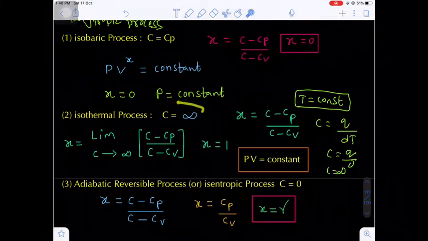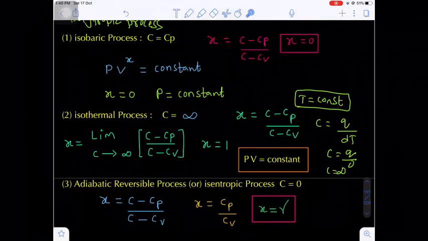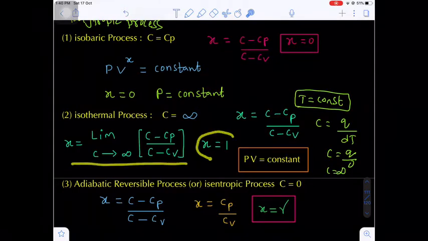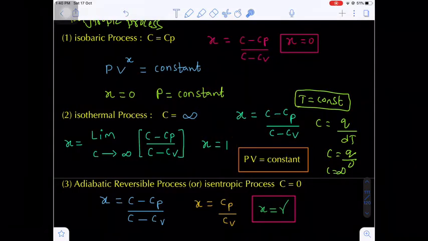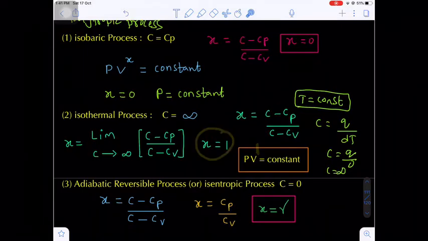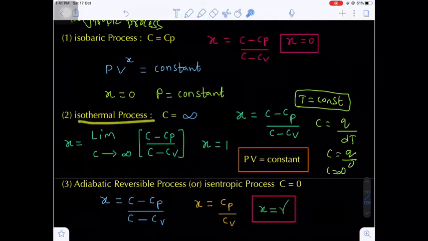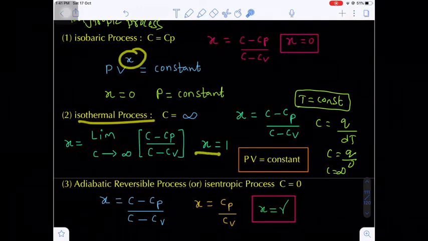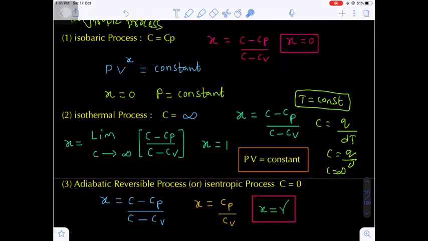When we are taking the molar heat capacity as infinity, you will get the x value as 1. X value as 1 means the exponent value is 1. So pv to the power 1, nothing but pv, will be equal to constant. For the isothermal process, what will be the exponent value? That will be equal to 1. Are you getting my point?